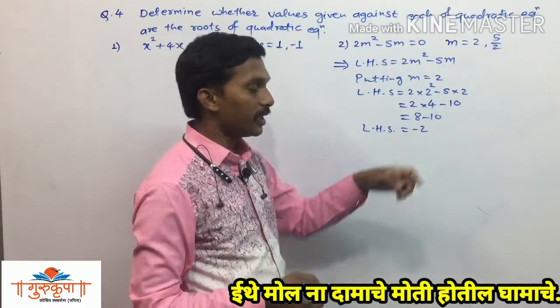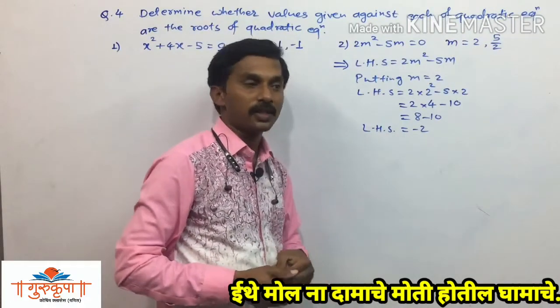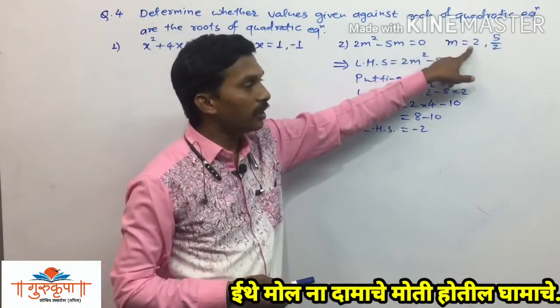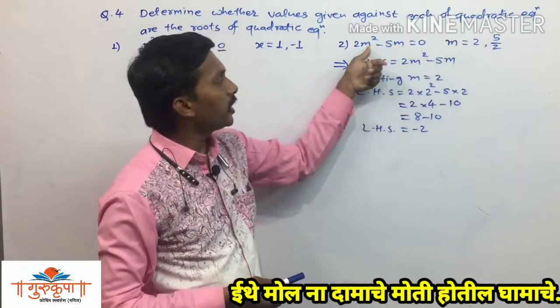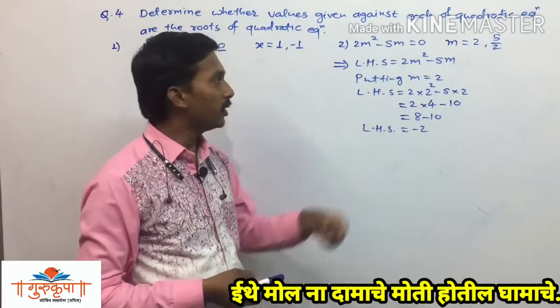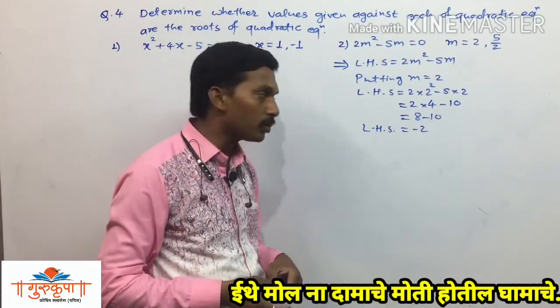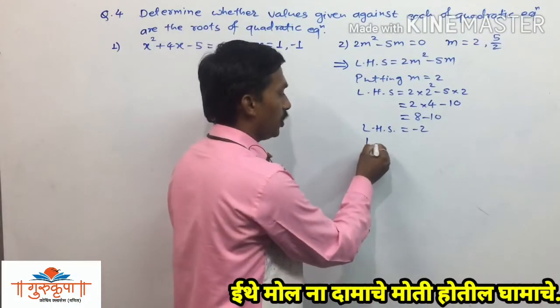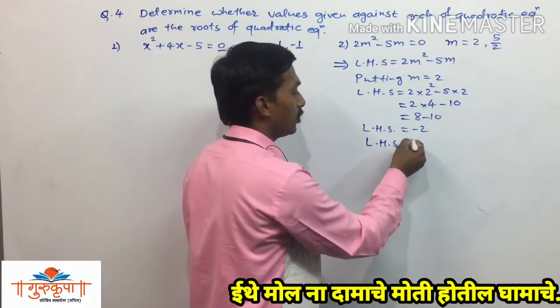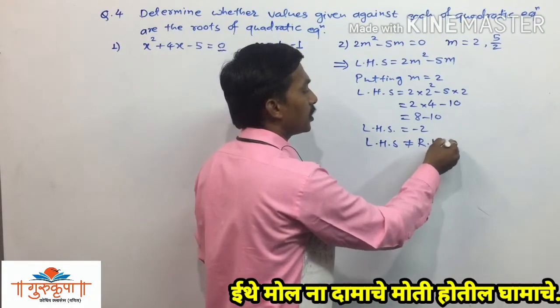Since LHS and RHS are not equal, it means the value of the variable m is equal to 2 does not satisfy the given equation. Given quadratic equation, it means that m is equal to 2 is not the root of the quadratic equation. So here you can write LHS, which is not equal to RHS.